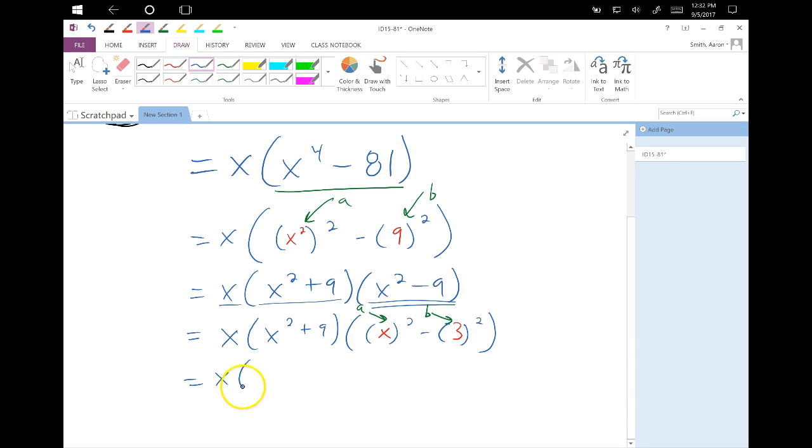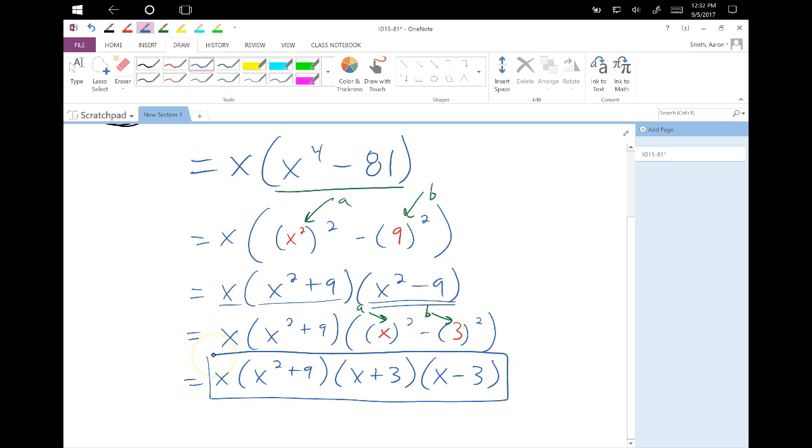So I can factor that as x squared plus 9, times a plus b, x plus 3, times a minus b, x minus 3. And that would be the complete form you can factor because none of those individual factors go down anymore.